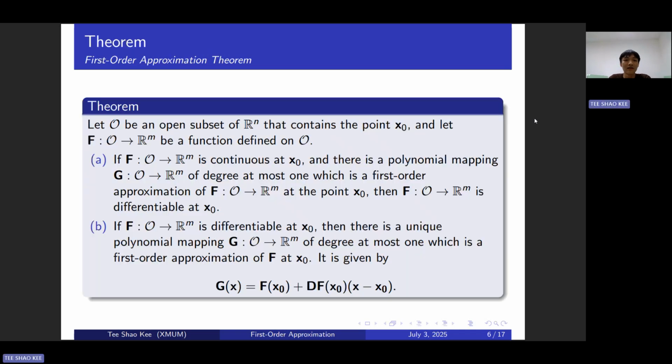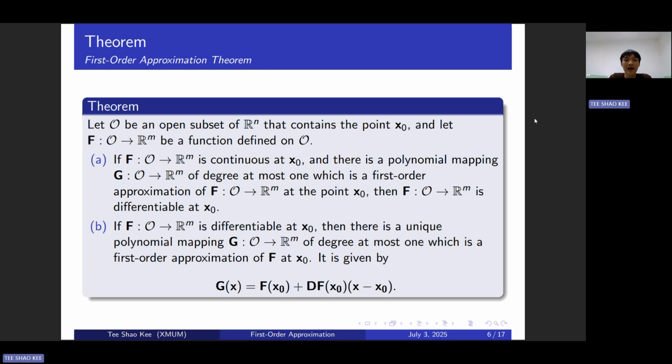Now, let's state the main theorem. The first order approximation theorem says, if a continuous function f has a polynomial map g of degree at most 1 that approximates f to first order at x0, then f is differentiable at x0. Conversely, if f is differentiable at x0, then such a polynomial map exists and is unique, and it is given by the Jacobian matrix times x minus x0, plus the value of f at x0. This theorem provides a bridge between the concept of differentiability and the idea of approximation by linear functions.